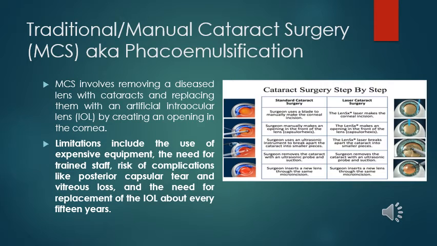I'd like to now discuss one of the most frequently performed eye procedures, manual cataract surgery, or MCS. Also known as phacoemulsification, MCS is performed when an individual is determined to have cataracts in the eye. An incision is created in either the sclera or cornea, and a tool is used to then break up the cataract. It is then removed, and an intraocular lens, or IOL, is implanted to replace the removed lens. Limitations include manual incision use, risk of complications like posterior capsular tear and vitreous loss, and the need for replacement of the IOL about every 15 years.